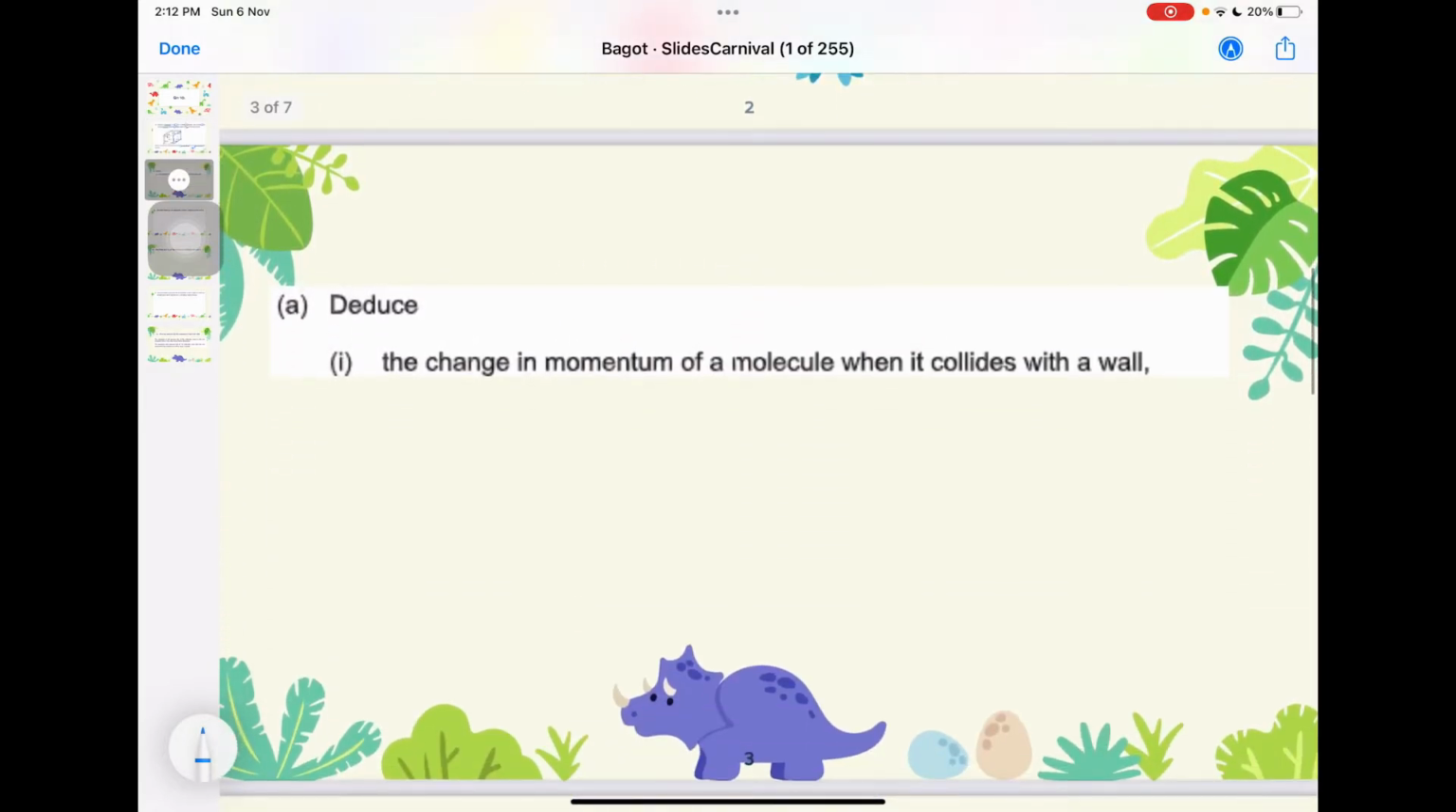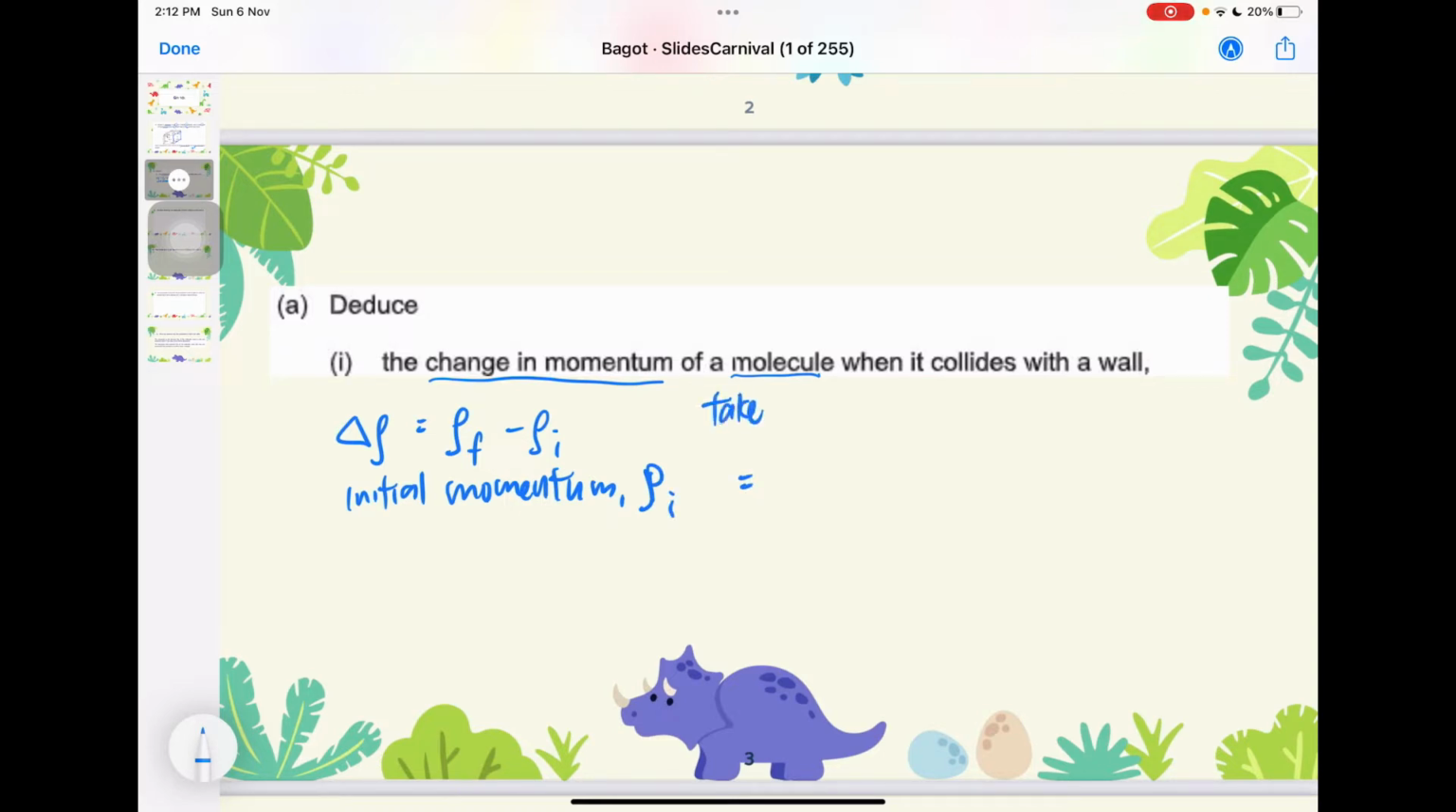So let's look at part A1, the change in momentum of a molecule when it collides with the wall. Recall the formula: change in momentum is final momentum minus initial momentum, right? So the initial momentum, if we take right as positive, is mu. The m is the mass of the molecule, and u is the speed.